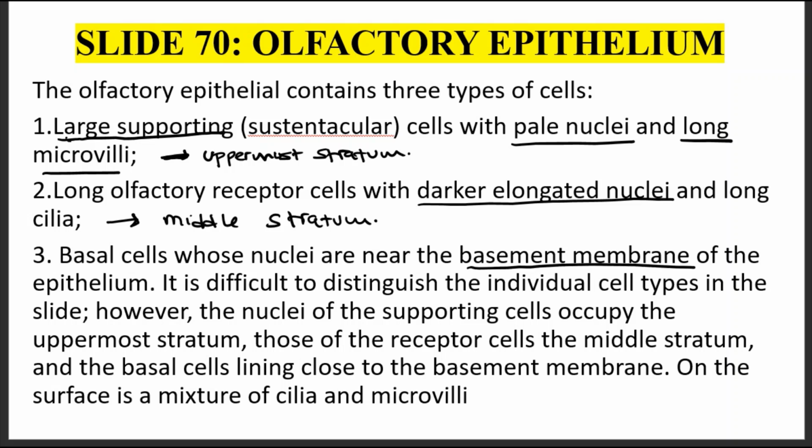Now it is difficult to distinguish the individual cells in the slide. However, what you should know is that the sustentacular cells' nuclei are in the uppermost portion, the olfactory cells' nuclei are in the middle portion, and the basal cells' nuclei are near the basement membrane. That's how you differentiate the cells in the olfactory epithelium. Let's look at the slide.